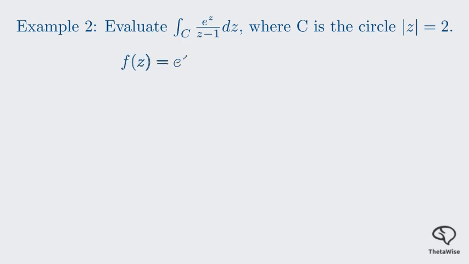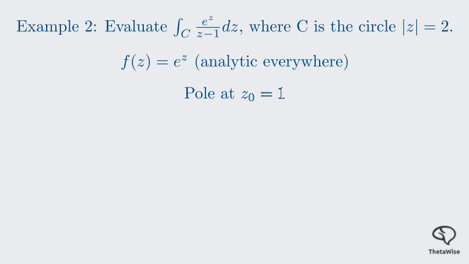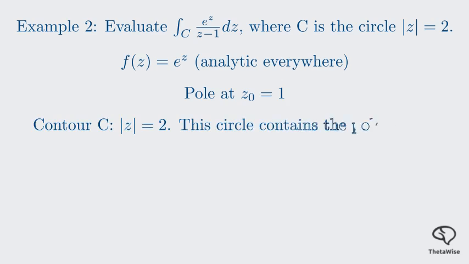The function f of z is e to the z, which is analytic everywhere. The pole, or problem point, is at z equals 1. Now we need to check if the contour C encloses the pole z0. The circle C has a radius of 2, so it's a large circle that definitely goes around the point z equals 1. This means the Cauchy integral formula applies.